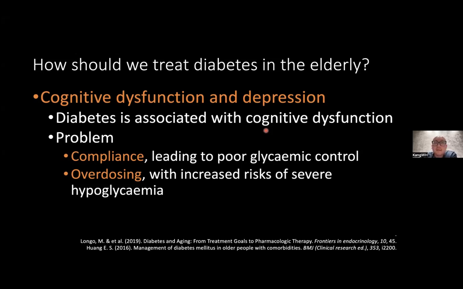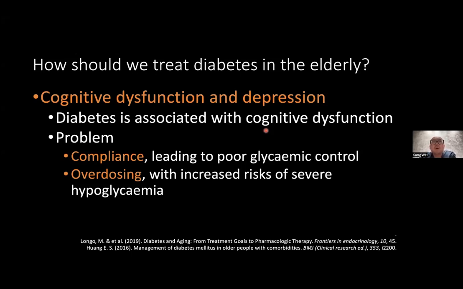So in these kind of patients, one thing is that they may have issues with compliance. They may forget to take their medication, and therefore their sugar control is poor. Or they may forget that they have already taken medications, so they take it more than once and they end up overdosing, with increased risk of severe hypoglycemia.